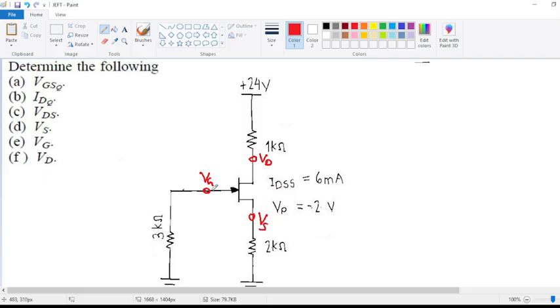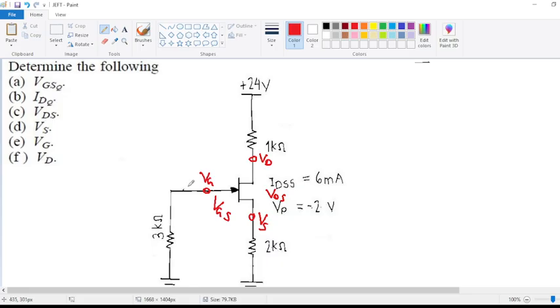Okay, so now in between the gate voltage and the source voltage, this is where the VGS is found, where the gate to source voltage is found. Then in between the drain voltage and the source voltage, this is where our VDS is found, meaning the drain to source voltage.